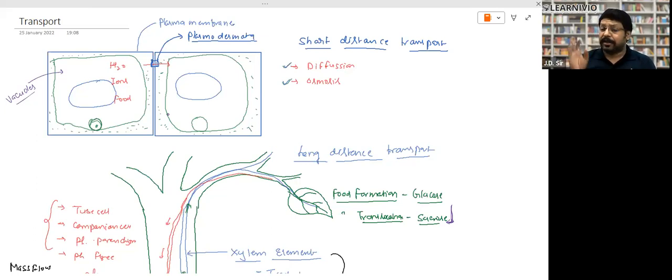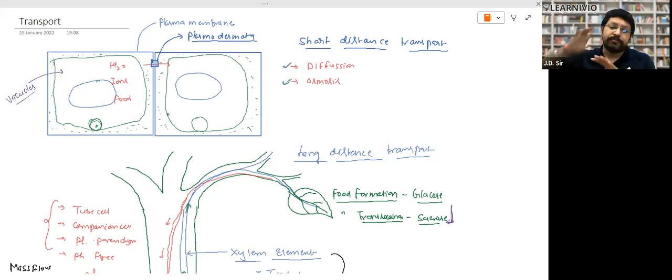Along with that, there are a few substances which need to be transported within plants. What are those? They are the hormones, basically phytohormones. We'll study those phytohormones: auxin, gibberellin, cytokinin, ethylene, abscisic acid, and all that, right? They need to be transported. So water and food need to be transported over a long distance.